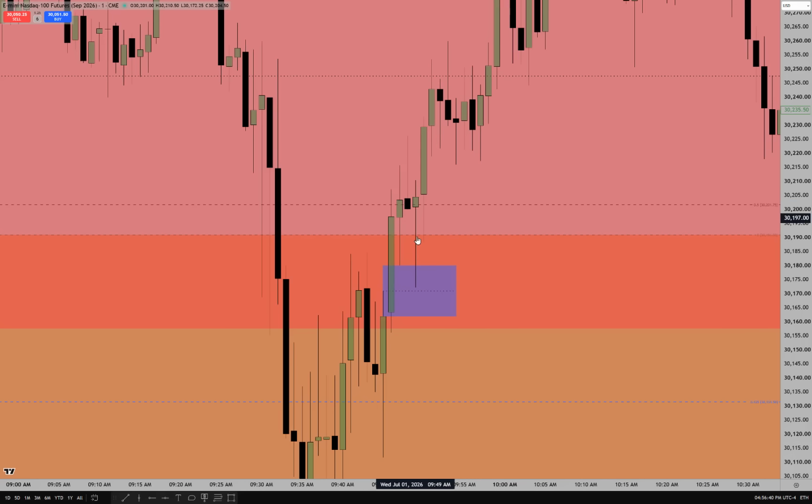So there's that. The fact that we couldn't get into consequent encroachment there, that's brilliant. But now we have that wick. Okay. Same idea. We're going to use this right there, draw it down to below that wick. Is it touching consequent encroachment? No. That's perfect. That's a strong qualification that it's going to go higher.